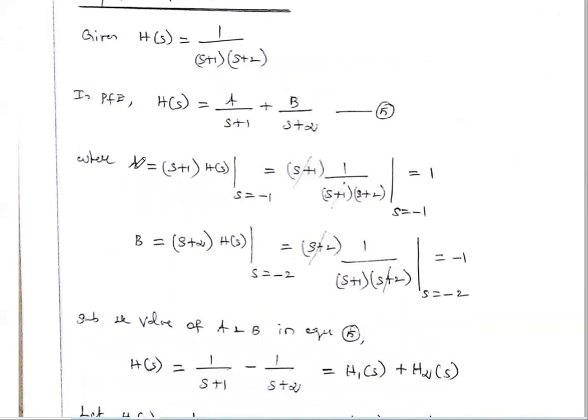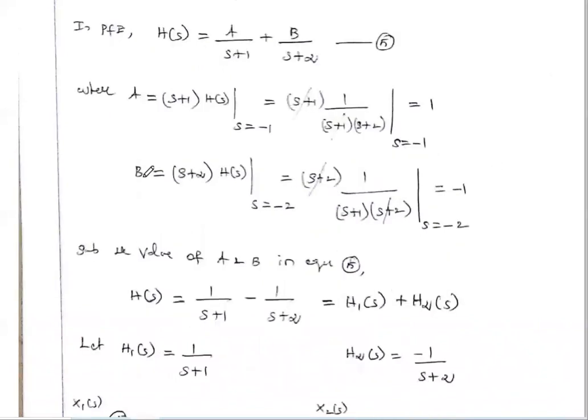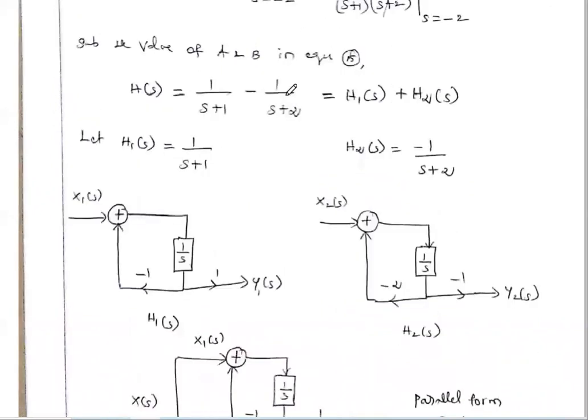So how is the A value calculated? We multiply the term under A with H of S at the root value S equal to -1. So here the S plus 1 cancels, and we get the answer A equal to 2. Similarly, B is calculated as -1. Next, we substitute the values of A and B in equation number 5. So H of S can be written as 1 by S plus 1 minus 1 by S plus 2.